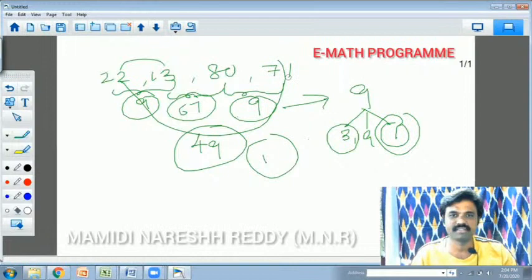Got it, my dear students. So this is the amazing shortcut technique to find the greatest common divisor or highest common factor of the given numbers. So practice it.